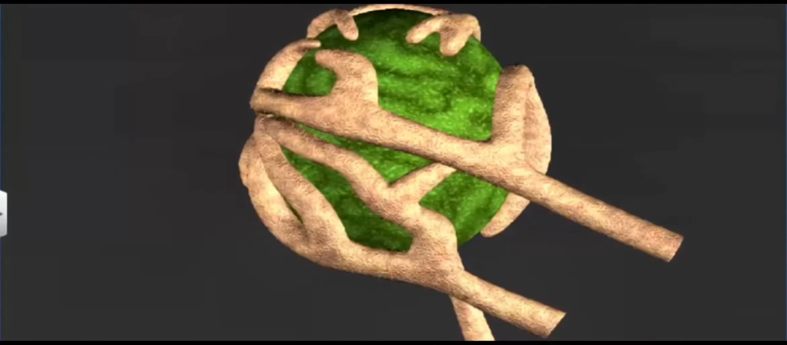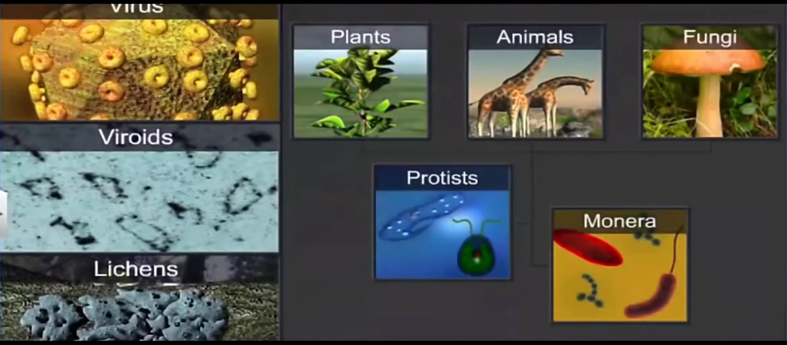So what is the function? The green part, that is algae, is photosynthetic in nature, and the fungi provide nutrition and protection to the algae. So they live in mutualism or a symbiotic relationship. So these are the 5 kingdoms along with these organisms.